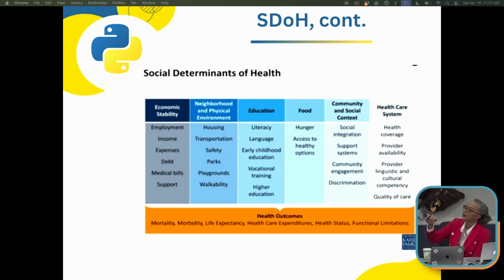So economic stability: employment, income, expenses. Neighborhood and physical environment: violence or crime in the neighborhood. Education: literacy, language. Food: hunger, access to healthy options. Community and social context: social integration, support systems, etc., and then of course healthcare systems. Now all those things contribute to one's health outcomes. So that could be mortality, morbidity, survivability, life expectancy, health status, and also functional limitations.